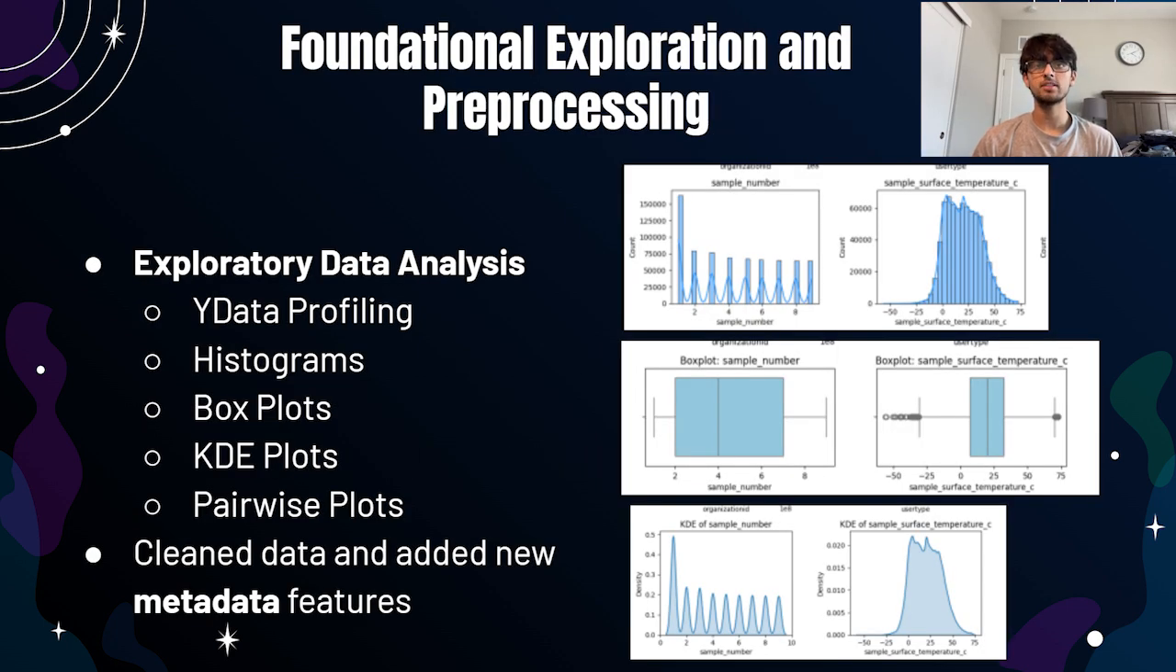Before we can apply dimensionality reduction, we need to understand the structure of the data. So we started with exploratory data analysis using tools like data profiling, which gave us a detailed overview of missing values and data types. Then we ran histograms, box plots, and kernel density plots to visualize distributions. Pairwise plots helped us see relationships between numeric variables like surface temperature and elevation. Through this, we were able to remove columns with over 50% missing values, drop null values, and add useful metadata like season and country through quick reverse geocoding.